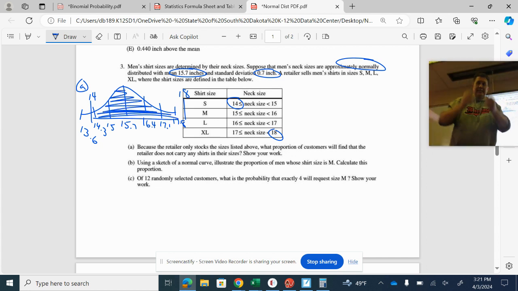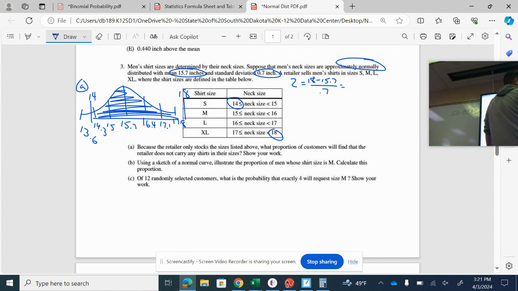Okay, when I teach this, I always tell students there's 4 things you want to get on there. You want to get the curve shaded, and then you want the 2 z-scores. There's an optional way not to do the z-scores. I will go through that, but I will do the z-scores on this one. We'll take 18 minus 15.7, divide by 0.7. Okay, so that should be 3.28, I believe, as a z-score. The other z-score is 14 minus 15.7, divide by 0.7. And that's 2.43, but it's negative.